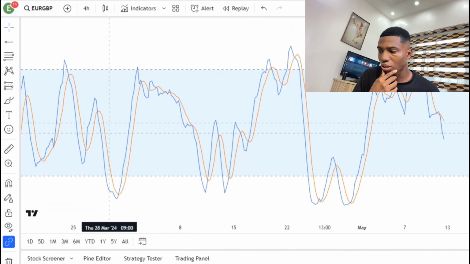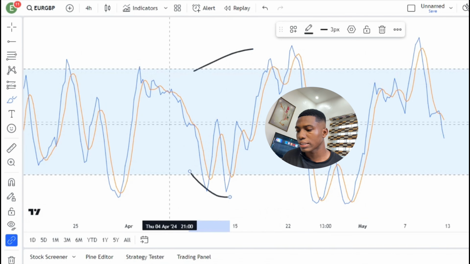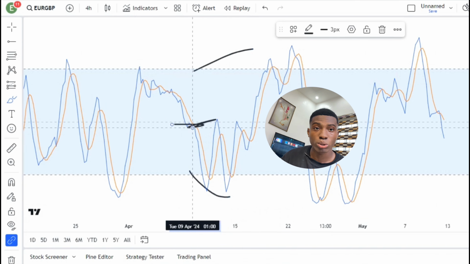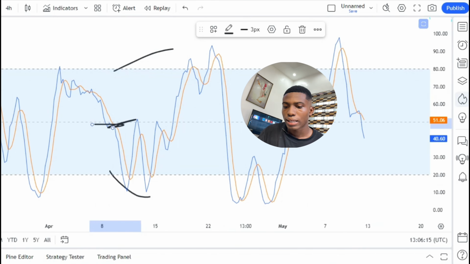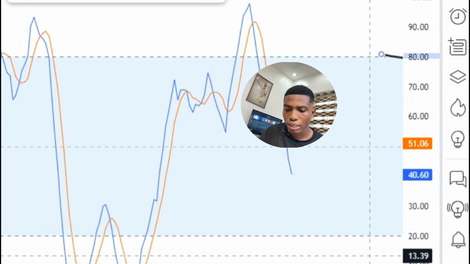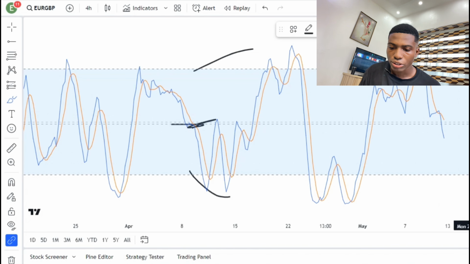Let's look at the stochastic. If you look at the stochastic, there are actually three points: the upper point, the lower point, and the middle point. On MT5 you do not see the middle point, it's just the upper point and the lower point. The upper point is called the 80 mark, the lower point is called the 20 mark, and the middle point is called the 50 mark.